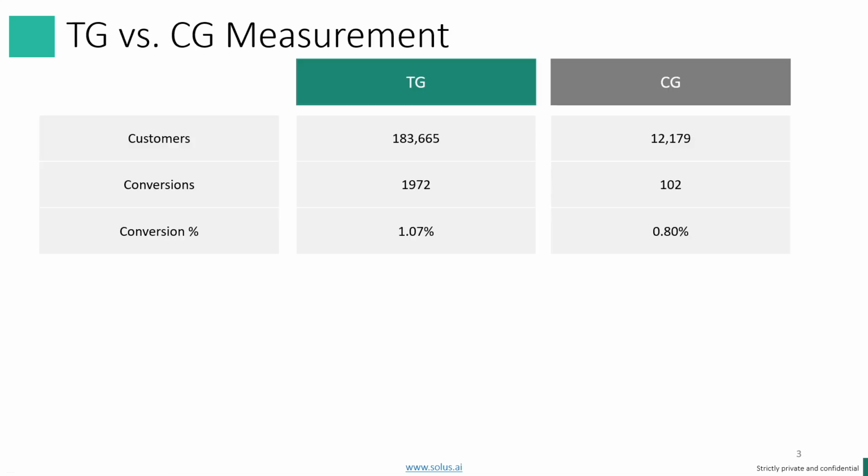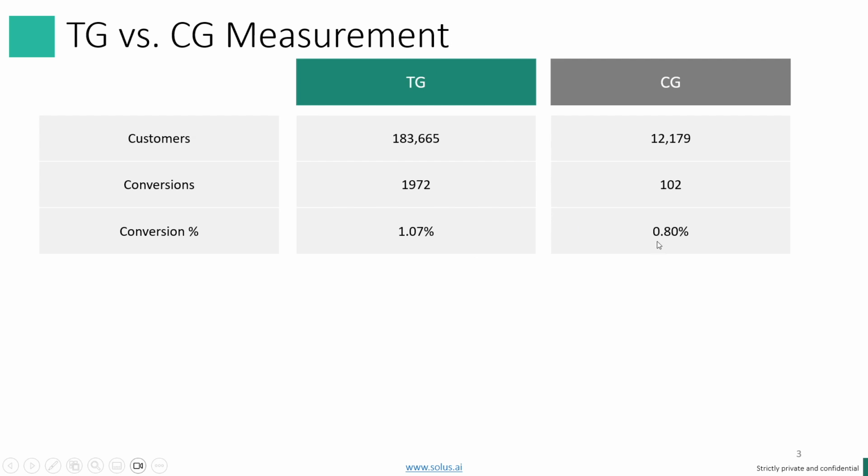So here's an example. You've got a target group of 180,000 odd customers and a control group of about 12,000 customers. Looking at the conversions within the response window we just spoke of in the TG and the CG, the conversion percentage works out to 1.07 and 0.8.